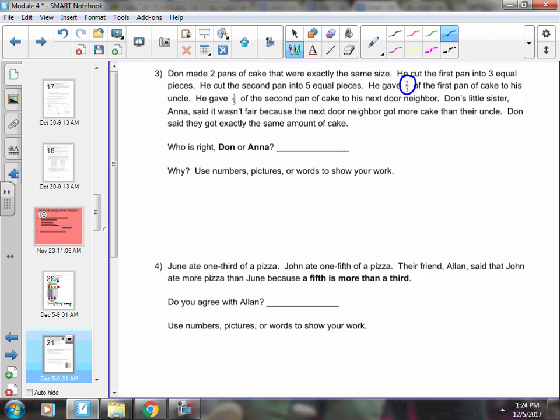2/3 went to the uncle. 3/5 went to the next door neighbor. Anna says that's not fair because she doesn't think those are the same. Don says it is fair. They're exactly the same. So we need to decide, is Don or Anna correct? So we need to compare those two fractions.